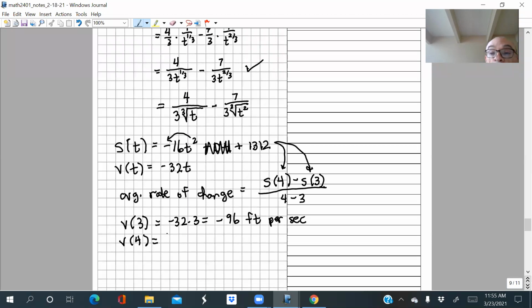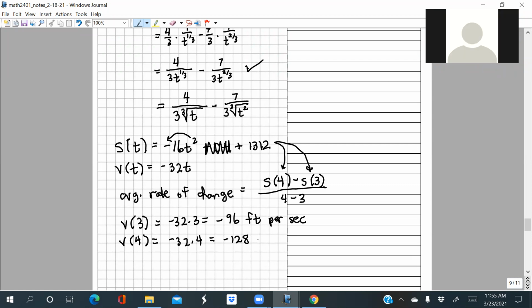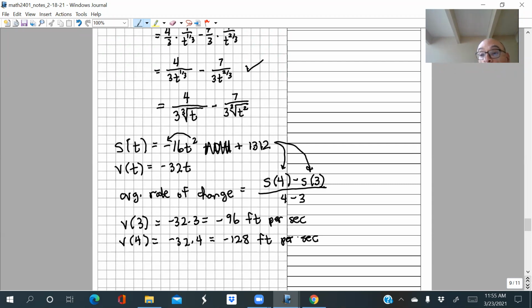But after 4 seconds, it's going to be dropping faster, right? Because that's just how falling objects work. And so now plug 4 into your velocity function, and you get minus 32 times 4. What's that? Minus 128, right? So after 4 seconds, of course, it's going faster. After 4 seconds, it's dropping minus 128 feet per second, okay? So keep in mind this difference between instantaneous velocity, what's happening at a particular second, versus average velocity, which is a different sort of question.